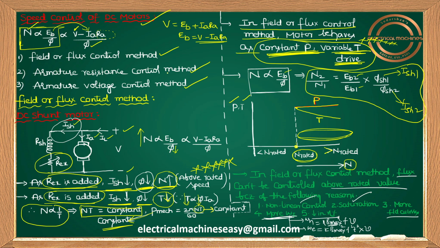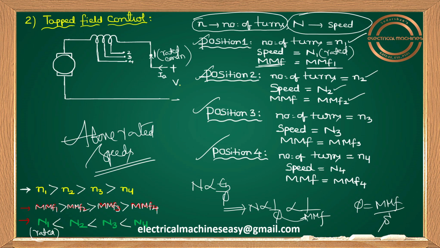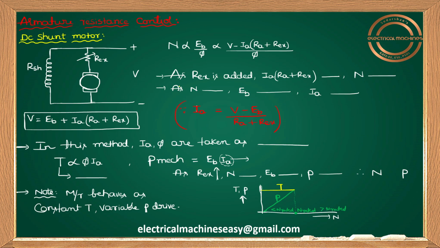First of all, let me apply this armature resistance control method for shunt motor and for series motor. Then I'll go for armature voltage control method. So let us see armature resistance control method.